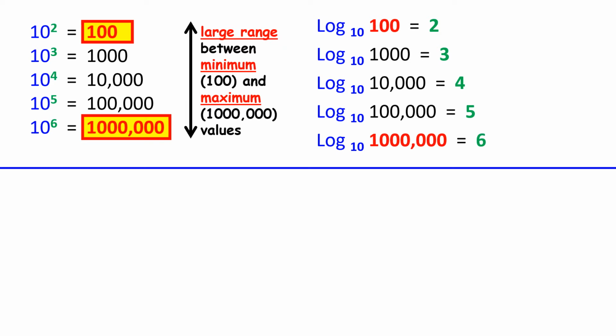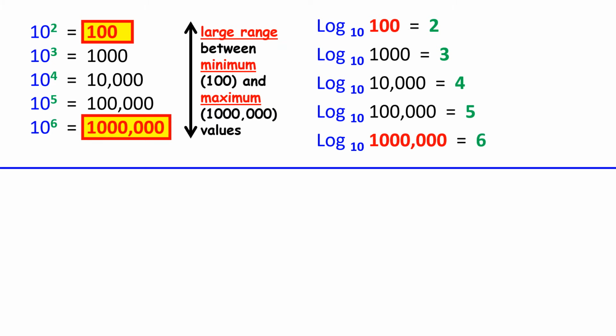So if we had 100, log to the base 10 of 100 will give you 2. So it's like saying 10 to the power 2 gives you 100, so the log of 100 is 2. If we had the log to the base 10 of 1,000, that would give us a value of 3, which is like saying 10 to the power 3 is 1,000. Likewise, log to the base 10 of 10,000 is 4, so it's really saying 10 to the power 4 would give us 10,000.